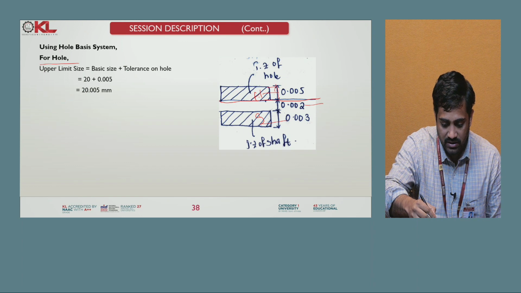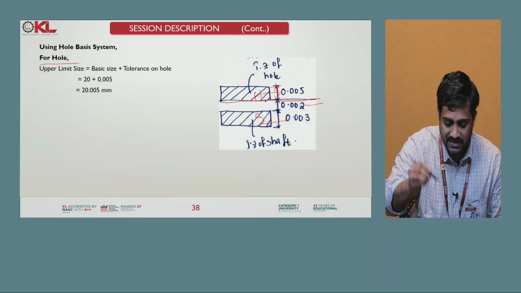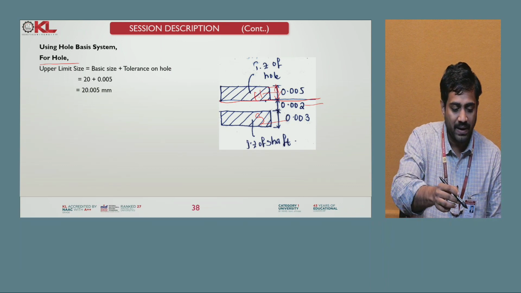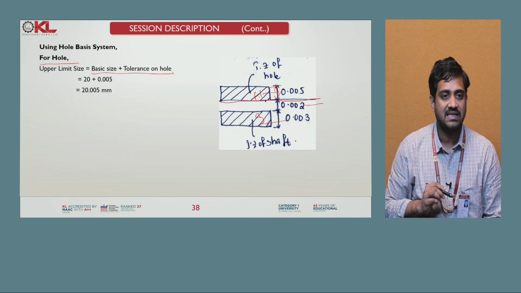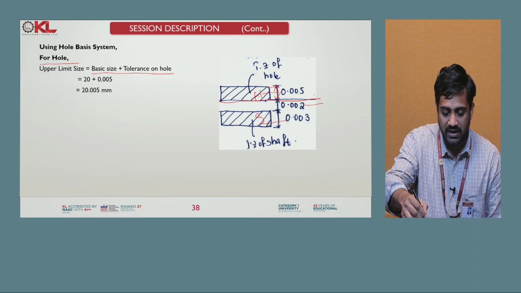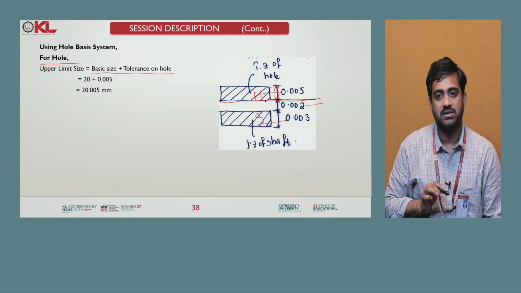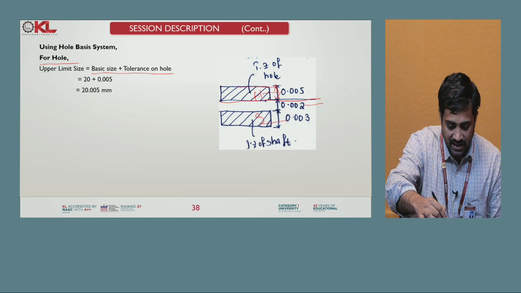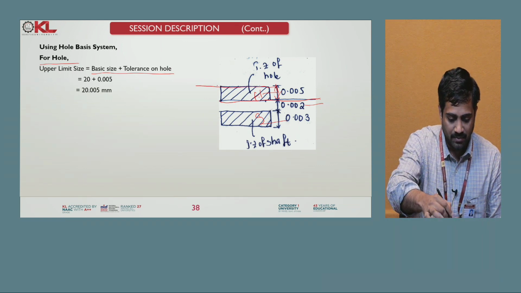So this 0.05 will be the maximum tolerance of that particular hole. The basic size is 20 mm. Now the upper size limit of the hole will be the basic size 20 plus this maximum tolerance 0.05. By adding these two, we get the upper size limit of the hole. This is called the upper size limit of the hole.